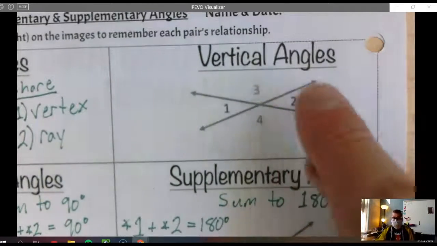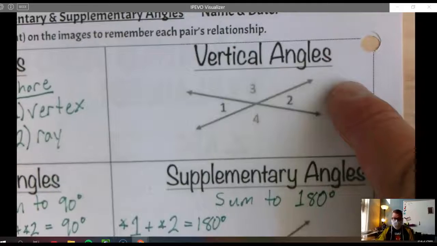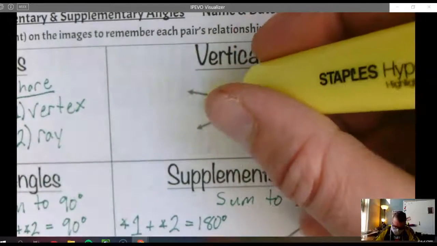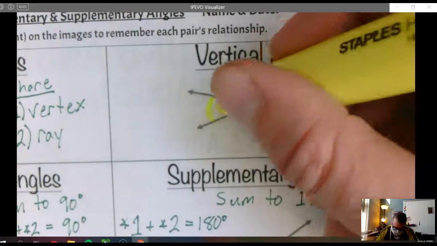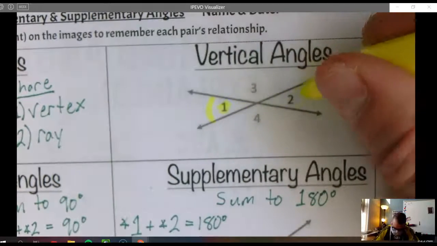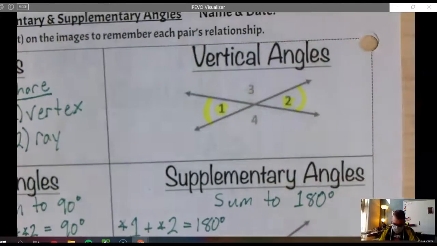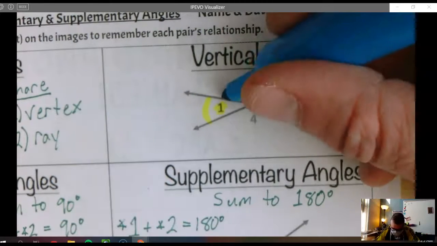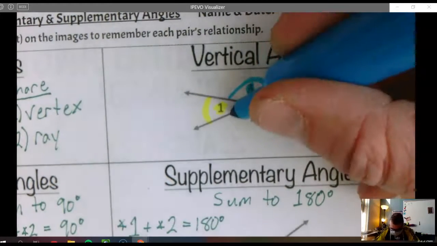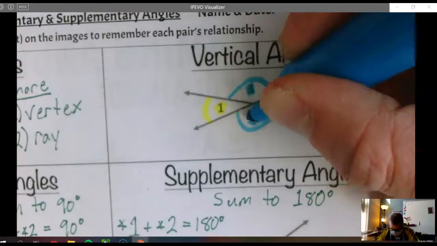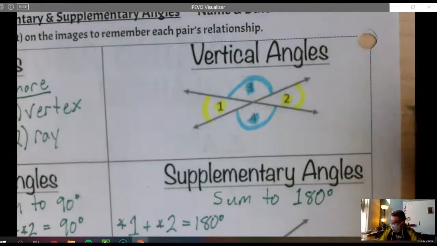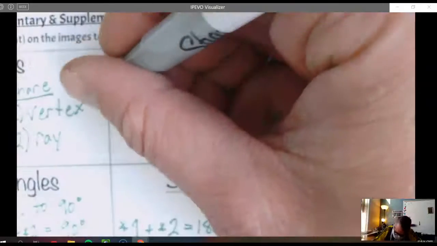Vertical angles, I need you with me here, because we need to color code this. You need at least 2 colors. They're equal to each other. So angle 1 is vertical to angle 2. And angle 3 is vertical to angle 4. There are 2 sets of verticals shown here. So they're equal to each other.